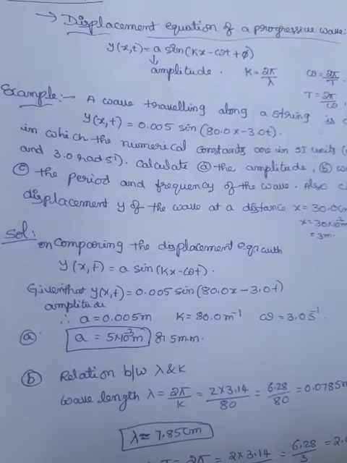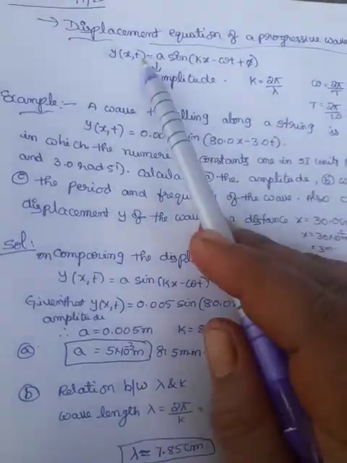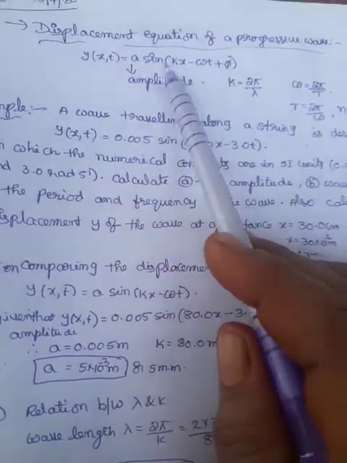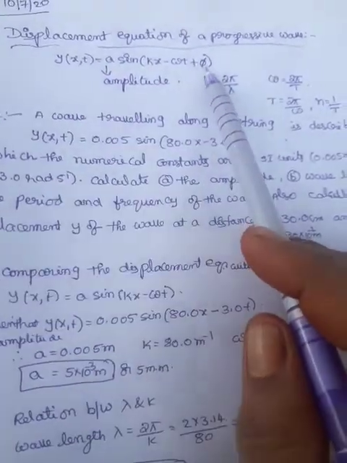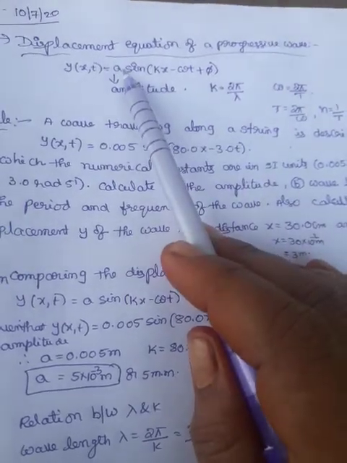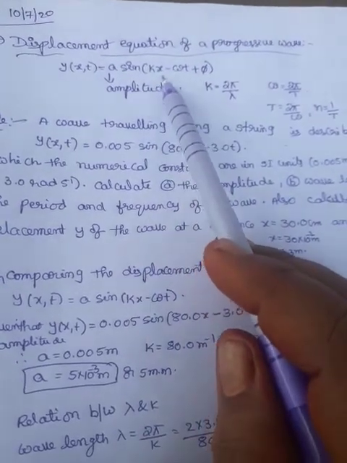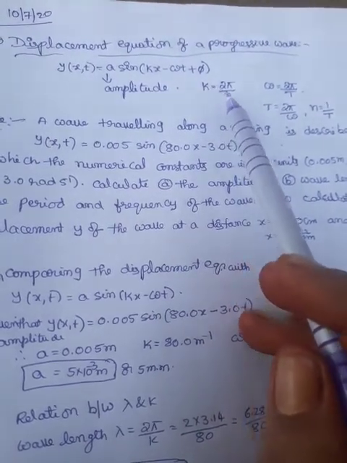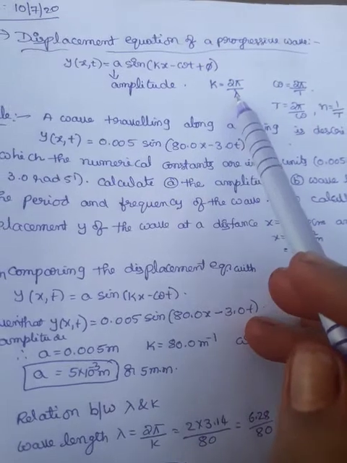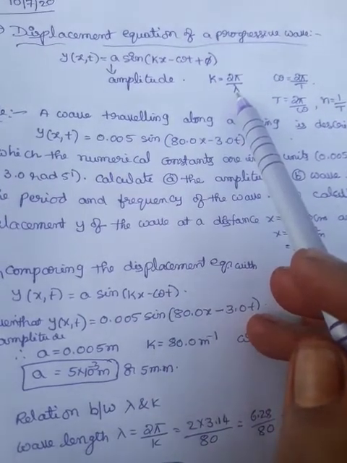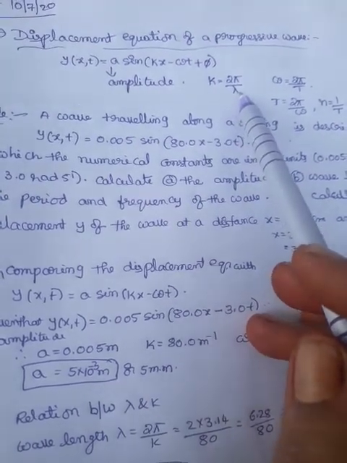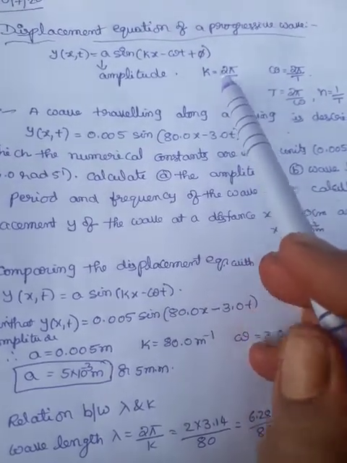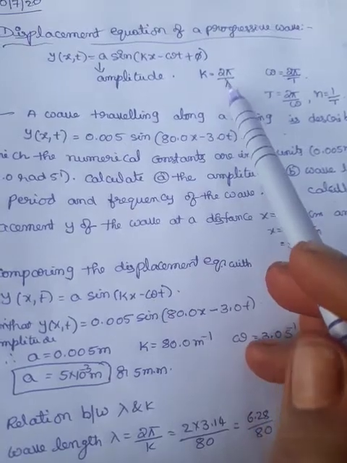The displacement equation of a progressive wave as a function of x, t is denoted by y(x,t) = a sin(kx − ωt + φ). Here a is called the amplitude and k is called the propagation constant. K is related to the wavelength, lambda, which is represented with this letter λ. The relation between propagation constant and wavelength is k = 2π/λ.